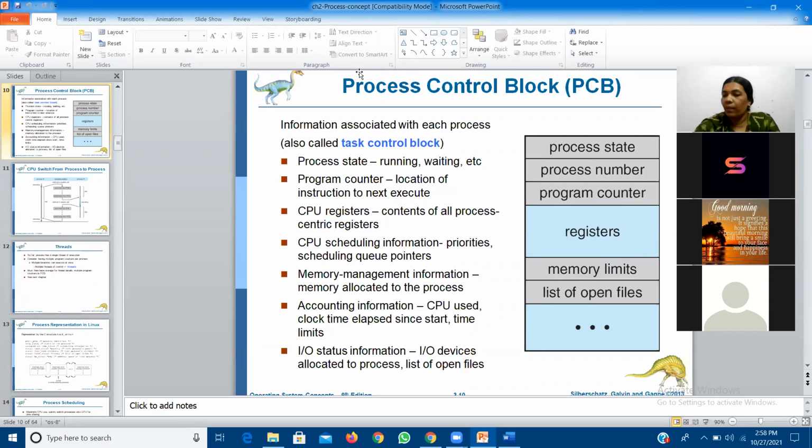Okay. So if you have any doubt, you can ask. Otherwise, you can note down this point. This is the sub point under process concept. Write down. If you have any doubts, you can ask me.